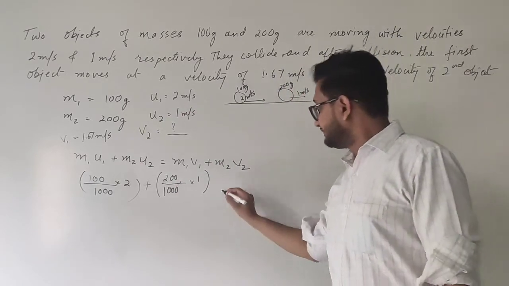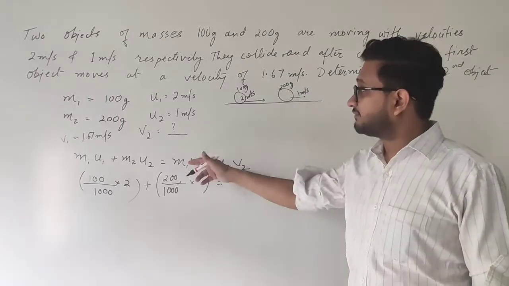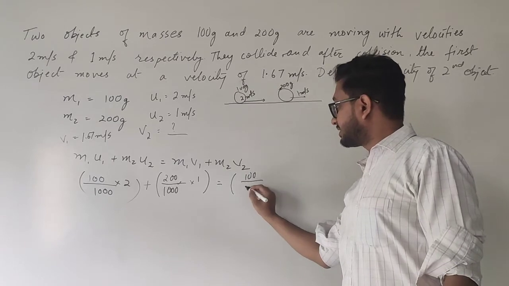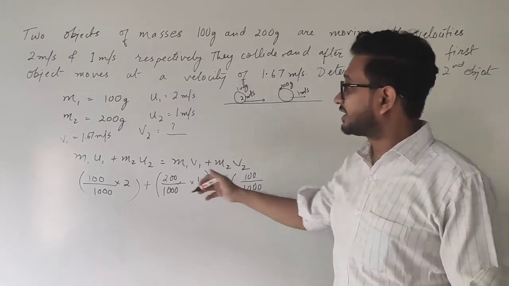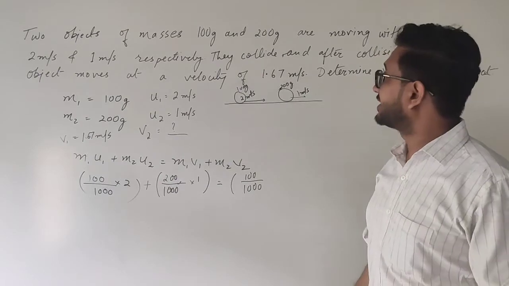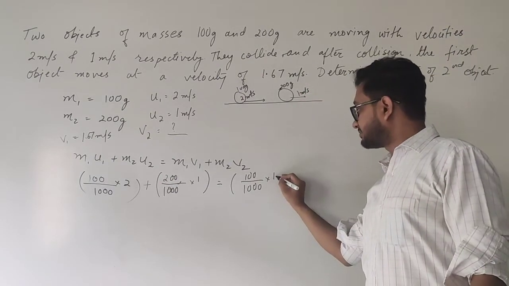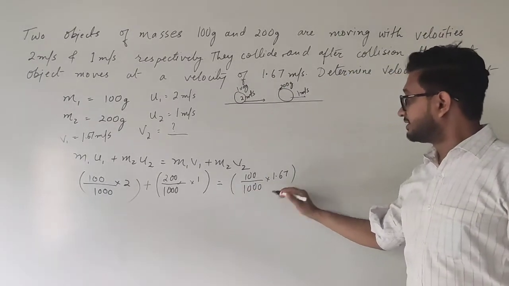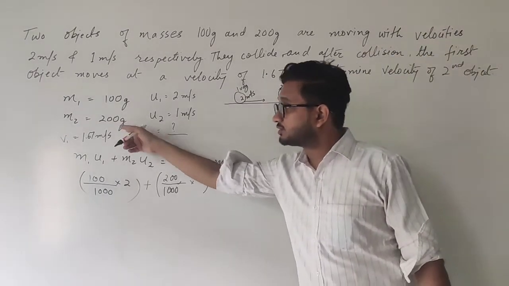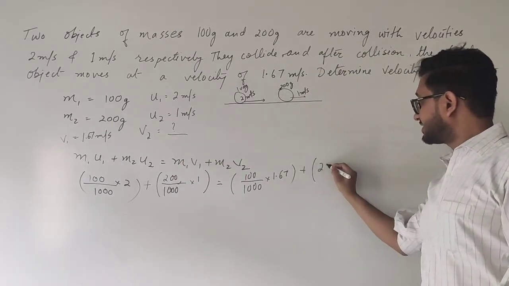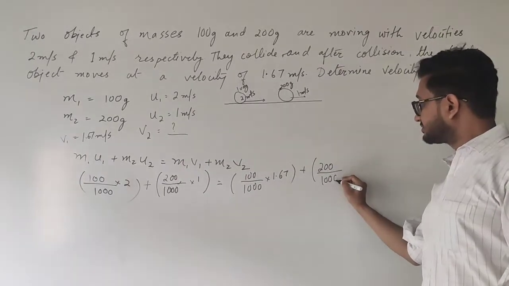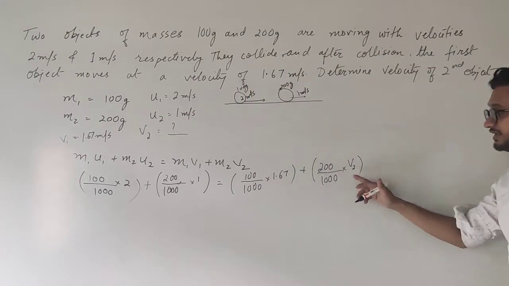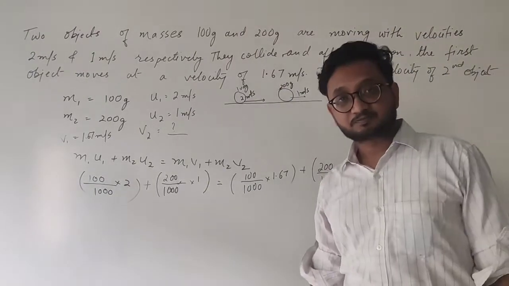Simple. Which gives me M1 V1, that is once again 100 grams. So I am writing 100 upon 1000 and the velocity v1 is given as 1.67. Okay, so this becomes m1 v1 plus m2. What is m2? 200. So you can once again write brackets 200 by 1000 into v2. So we have everything. Solving this, we can find the value of v2.